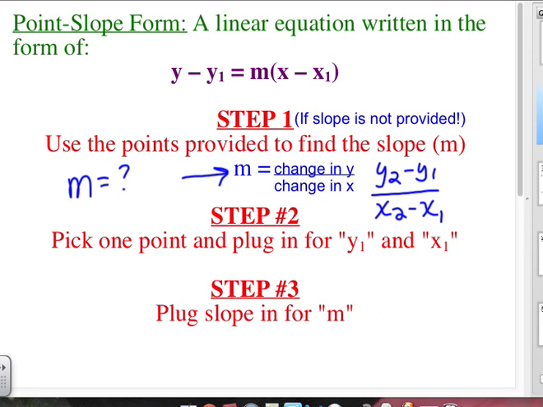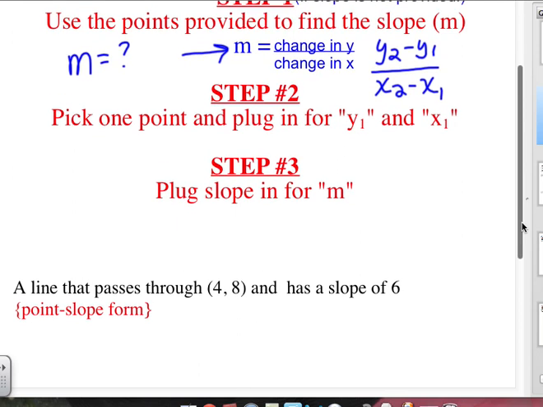Everybody has to do step 2 no matter what. Step 2 says pick one of the points. Sometimes they only give you 1. Sometimes they give you more than 1. But you definitely need 1 point, and you're going to plug the x and the y value in for the y1 and x1 positions within that formula that I gave you earlier. So the y1 and x1 will come from the ordered pair, or the point that the problem gives you. And like I said, if they give you 2 ordered pairs, you just have to pick one of them, and you're going to use the x and the y from that point.